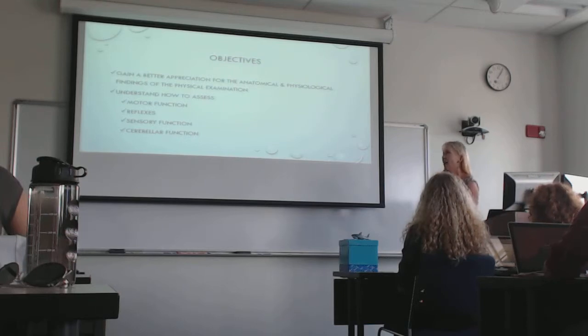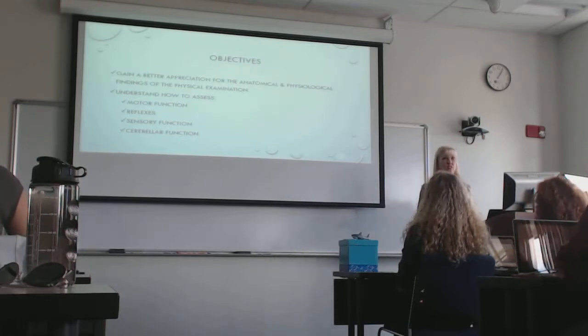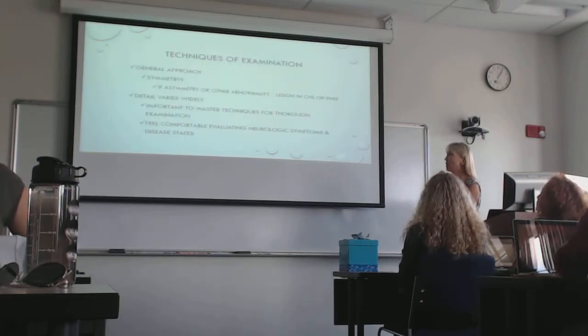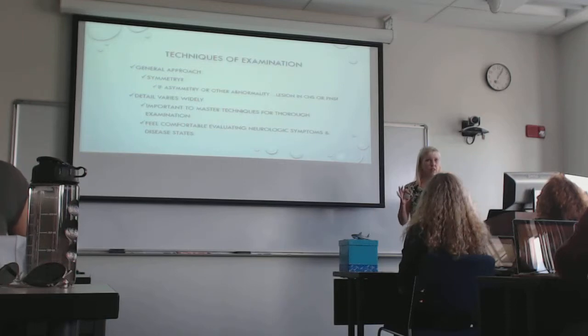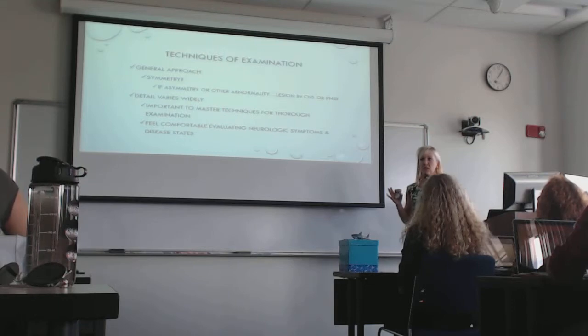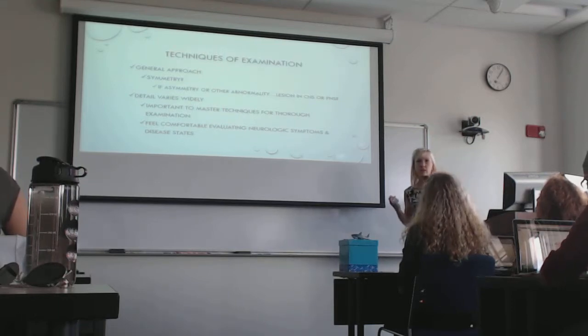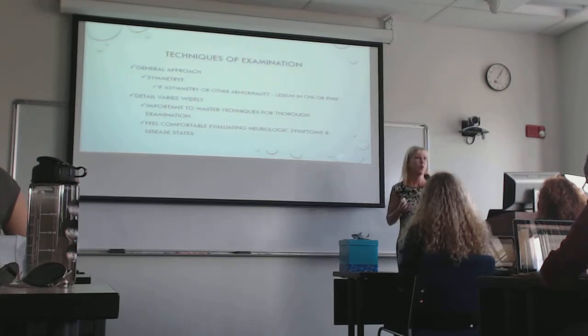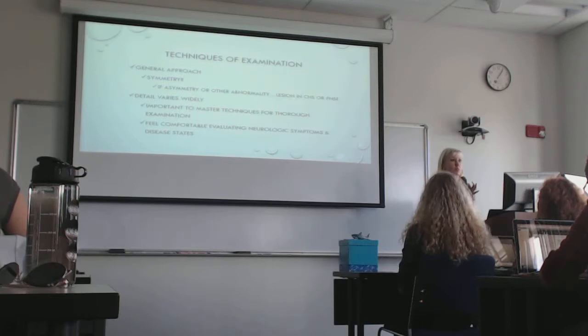So today we're going to talk about motor function, reflexes, the sensory examination, as well as assessing for cerebellar function. Always when we look at exams, even more so with the neurological exam, you want to look for symmetry. You want to make sure the left side of the body equals the right side of the body. If there is something asymmetrical or abnormal, where is the likely source? Is it coming from the central nervous system, or is it more likely coming from the peripheral nervous system?